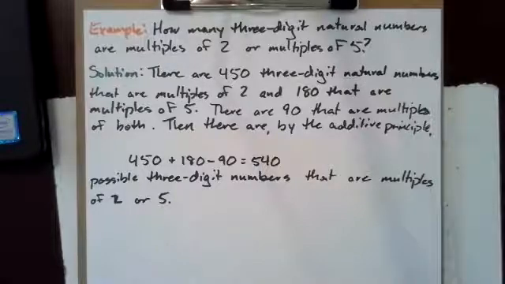We can take the number of even 3-digit numbers and divide that by 5, or take the number of 3-digit numbers that are multiples of 5 and divide that by 2. Either way, we get 90. By the additive principle, 450 plus 180 minus 90 is equal to 540 possible 3-digit numbers that are multiples of 2 or 5.